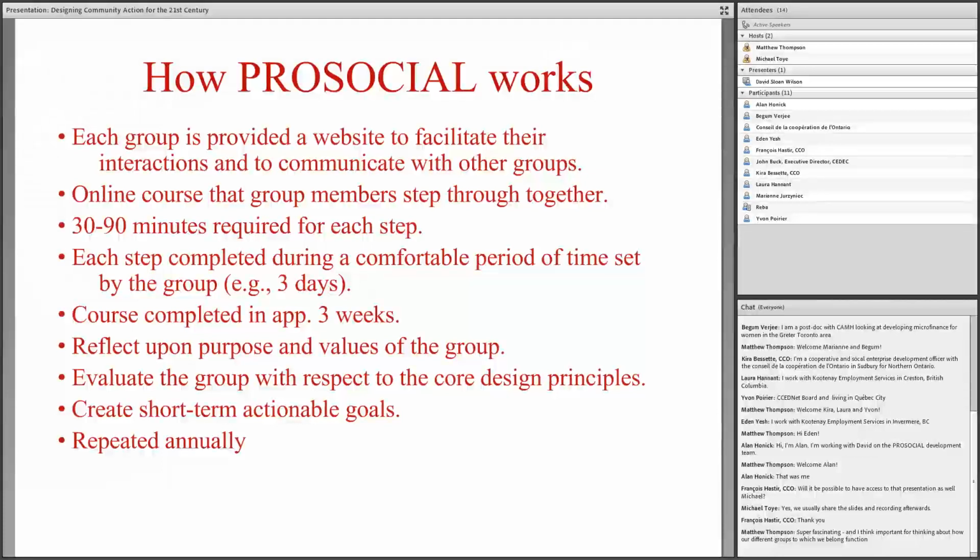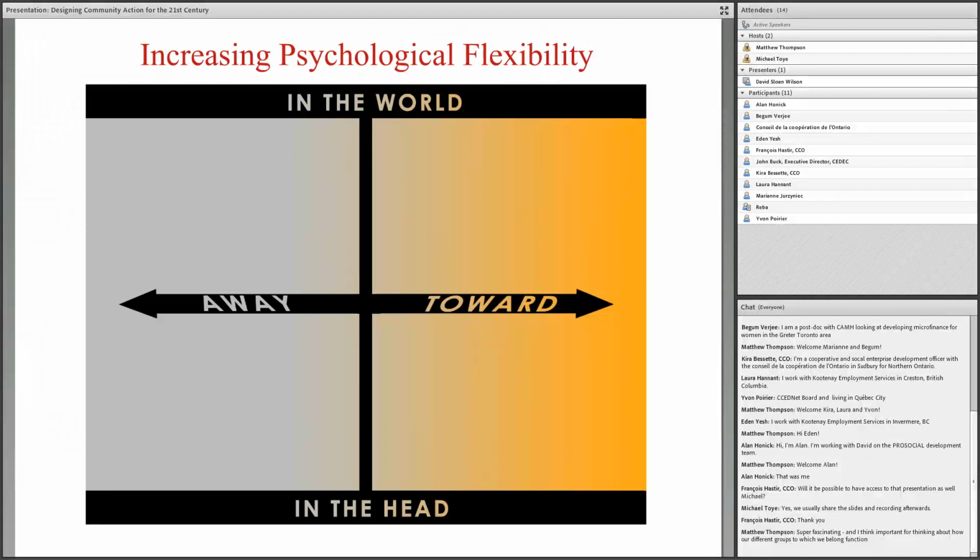What they do is reflect upon the purpose and values of the group. That was design principle 1. They evaluate the group with respect to their core design principles. And then they end up by evaluating short-term goals that they could actually measure to assess their own efficacy. And this is intended to be repeated annually so that the groups stay with the program.